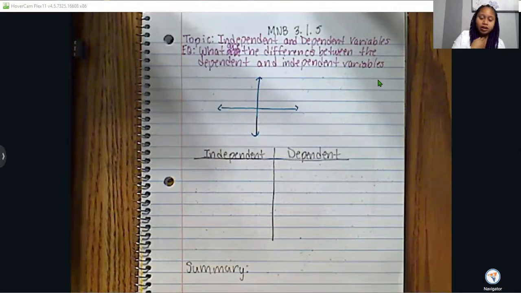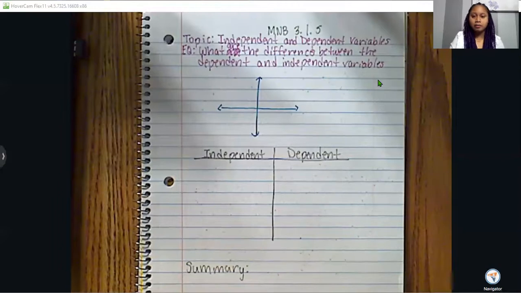So you are going to be asked to graph things and to define variables based off of word problems that you are receiving. So before we start going over those types of problems, we need to know what each type of variable stands for, what it means, how do we know the difference between them.